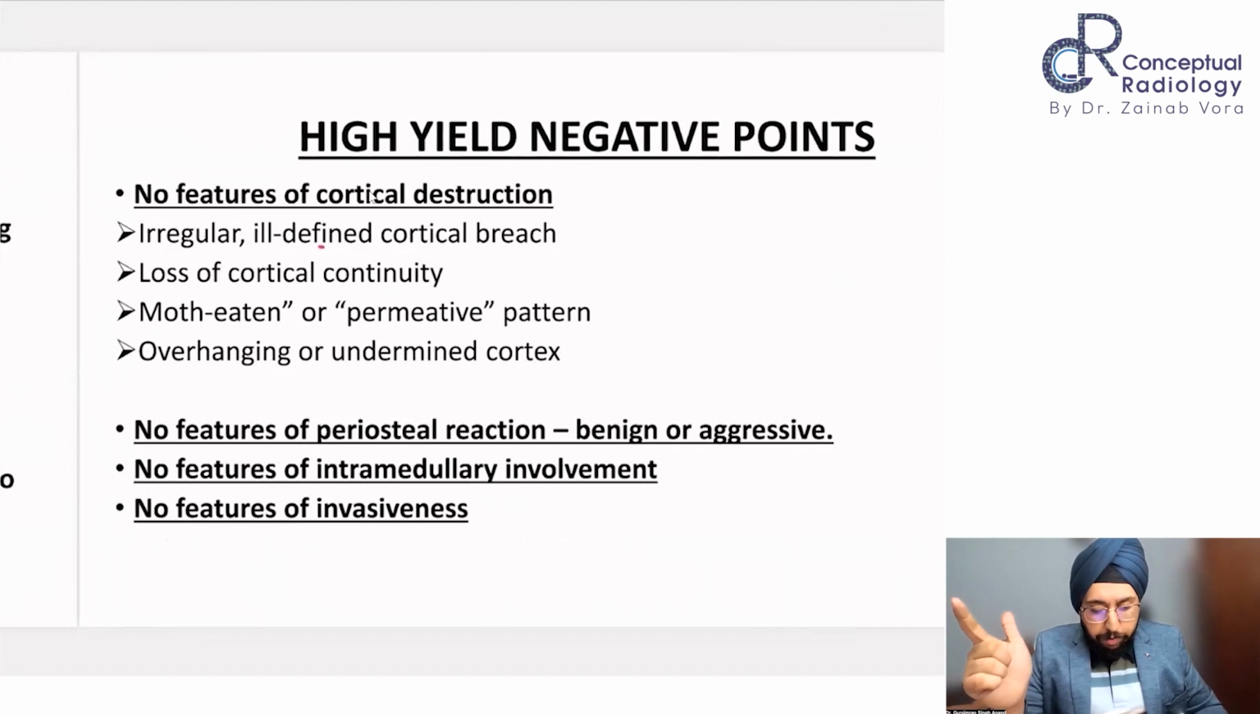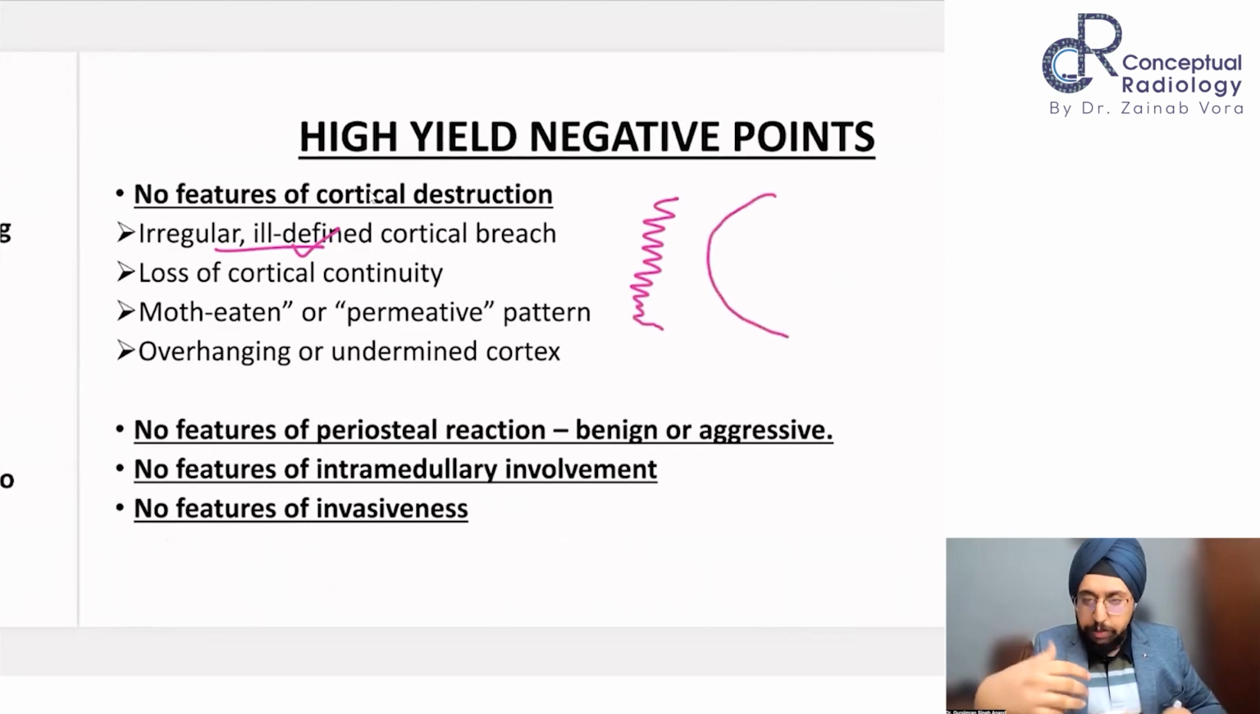That there is no cortical breach. So there are no features of cortical destruction. It would have been something like this, an infiltrative lesion. Since it's a smooth thing, it's actually some benign lesion which is causing a pressure remodeling of the subjacent cortex. So there is no loss of continuity, there is no permeative pattern. There is no overhanging or undermined cortex.